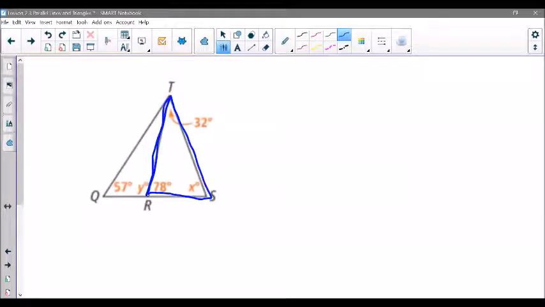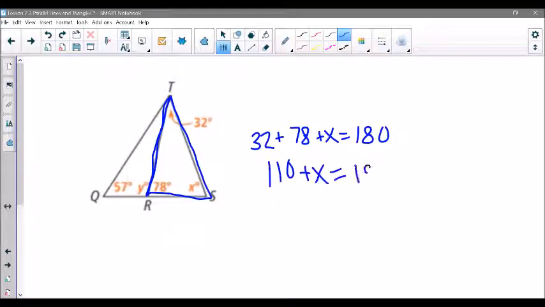we know 32 plus 78 plus x equals 180 degrees by the triangle sum theorem. 32 plus 78 is 110. 110 plus x equals 180. Therefore, x has to equal 70 degrees.